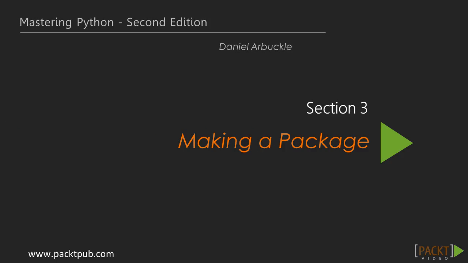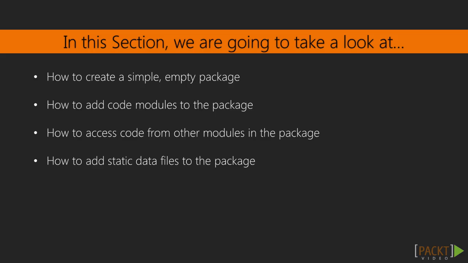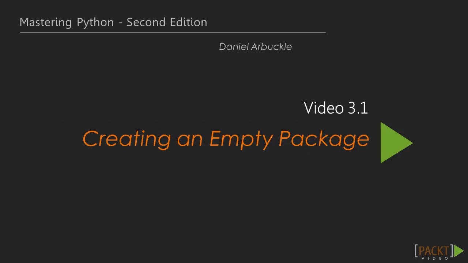In the previous section, we saw how to install Python and third-party packages of code that we can use with Python. In this section, we're going to look at how to create our own packages of Python code. Packages will form the basis for programs and help us to make our code modular. We will look at creating packages, adding modules to a package, accessing code from other modules, and adding static data files to the package.